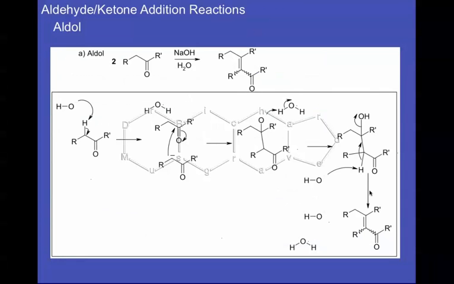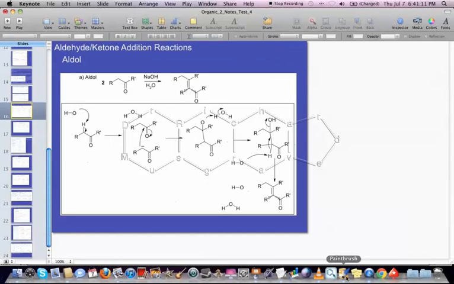The Aldol reaction is important because it allows for the joining of carbon chains. In this instance, we get two equivalents of an aldehyde or ketone joined together with a double bond. Now what I'm going to do is show you the mechanism for this, and then I'll use an example.